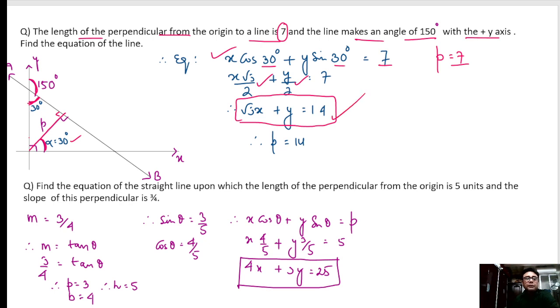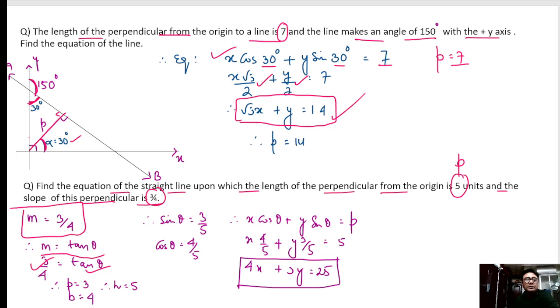Next, find the equation of a straight line for which the length of the perpendicular p is given as 5 and the slope of the perpendicular is 3 by 4. That means the perpendicular's slope is given to us. And what is the slope formula? m equal to tan theta. So 3 by 4 is tan theta.